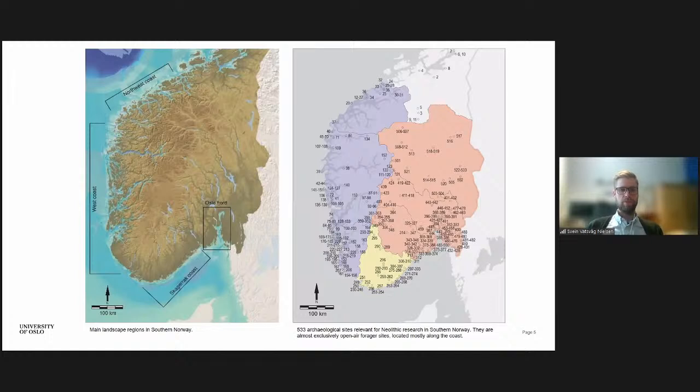Just to take some regional terms, in Norway we often talk about the Oslo Fjord region, which is in eastern Norway, south of Oslo, the capital, and we have the Skagerrak coast and the west coast and the northwest coast. As part of my PhD project, I have been trying to get an overview of the settlement data, site data from southern Norway that's relevant for Neolithic research, and it is counting more than 500 sites at the moment. Some of these are late Mesolithic, but most are from the Neolithic period. And almost all of these sites are open air hunting, fishing, and gathering sites.